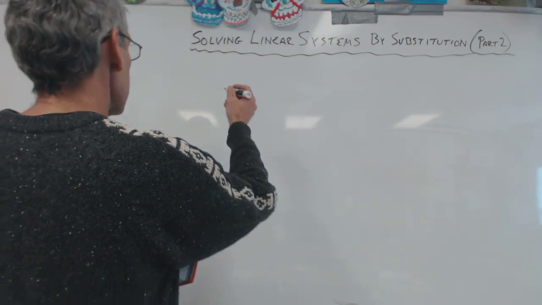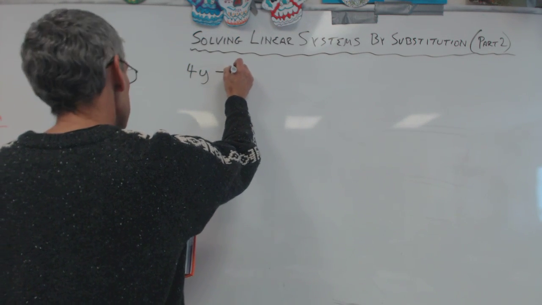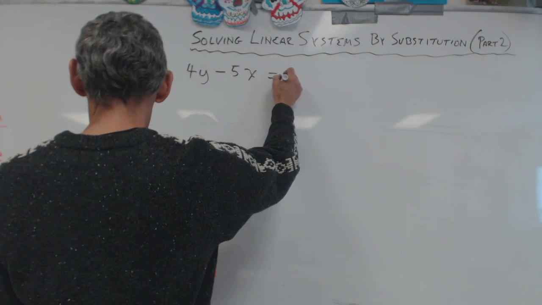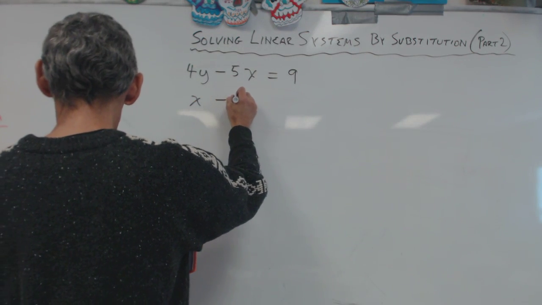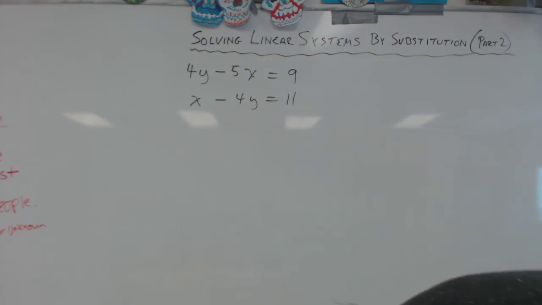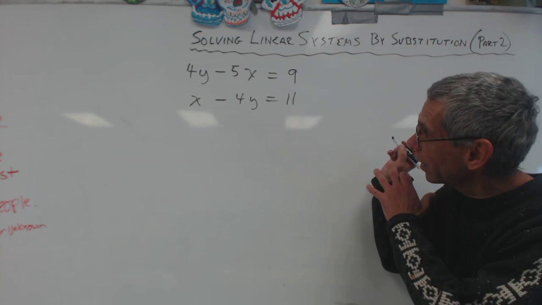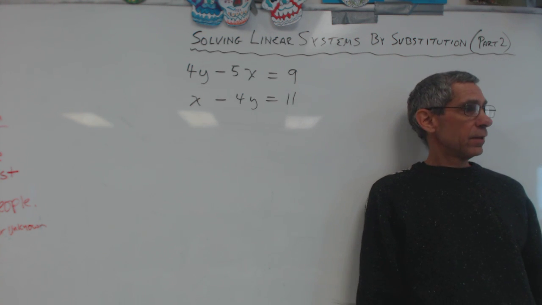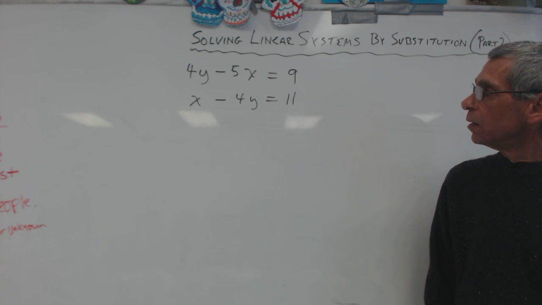Okay, here we go. Let's try this one. 4y minus 5x equals 9. And then I have x minus 4y equals 11. Okay, so again, I just look where it says x equals or y equals and I circle it. It doesn't. Bummer. So what do I do? Use the bottom one.